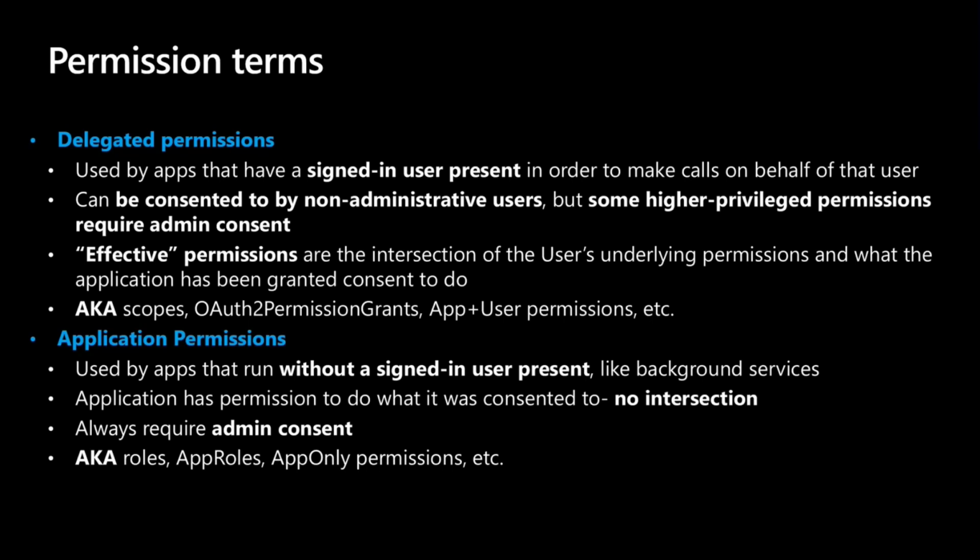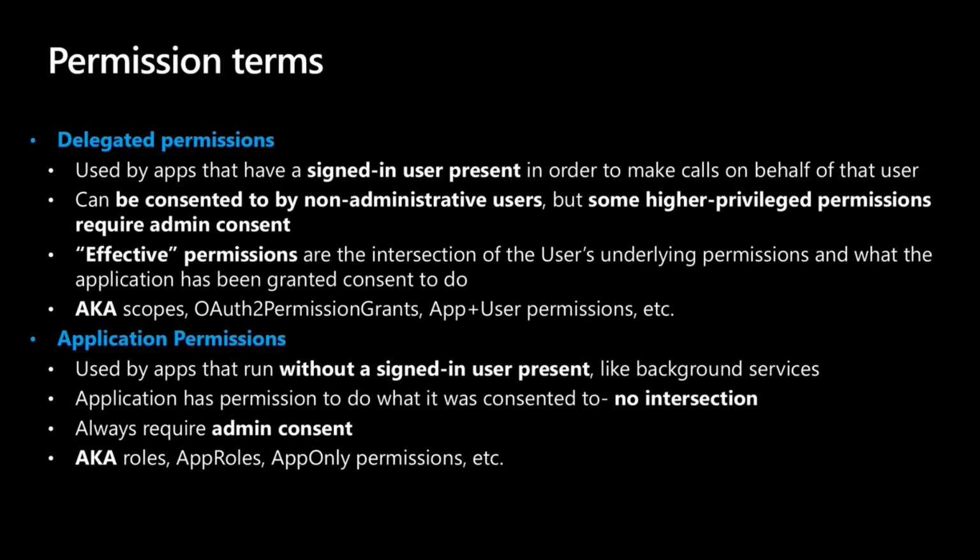Delegated permissions are frequently called scopes, OAuth 2 permission grants, or app plus user permissions, depending on what documentation you're looking at. The second type is application permissions, and this is very, very powerful because these applications can run without a user being signed in or present. These always require admin consent, and whatever permissions the admin consents to is what that application has the ability to do. So if that application is asking for the ability to do directory read write all, which is basically like a global admin, it can do whatever it wants in the directory, and if an admin consents to it, that application can do that. So these are very, very powerful permissions.